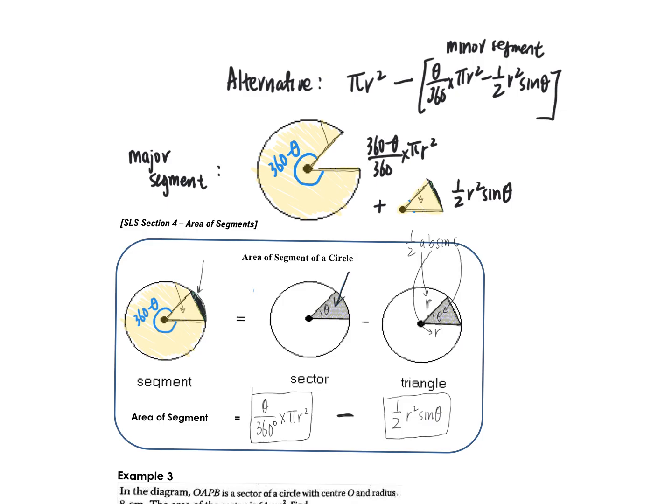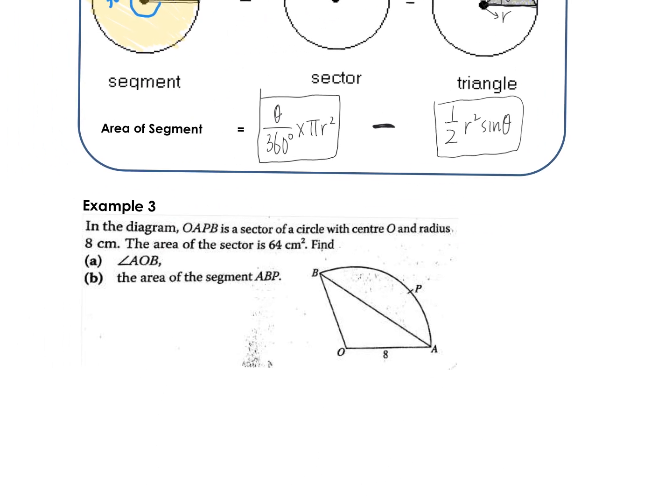Okay, this one. Angle AOB. First of all, you know these are both 8. And then they tell you the area of this sector, this whole thing, is 64. So I will use area of sector formula to help me. I let this be theta. Theta over 360 times pi r square. It should give me 64. So the rest is just solving the math.